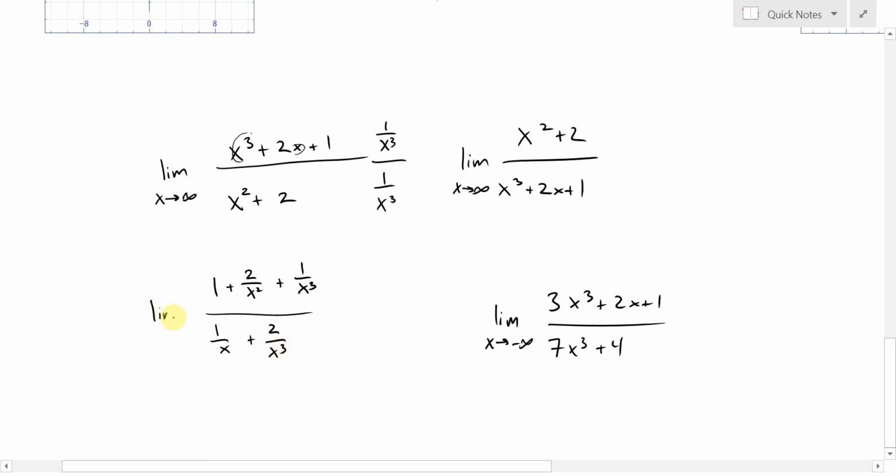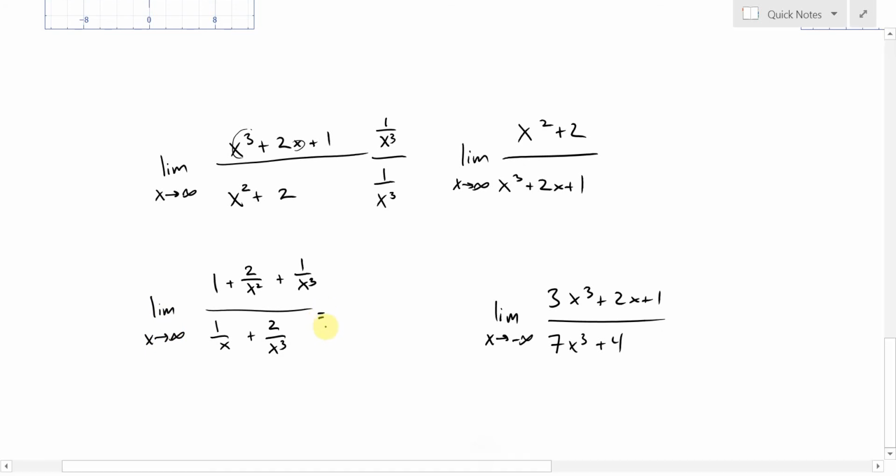Now let's take the limit as x goes to infinity of that expression. If you actually just plug in the infinity the way we've been doing it, as x runs off to infinity, what's 2 over x squared going to go off to? It's going to go off to 0, right? As the denominator gets really big, the overall fraction gets smaller, so that's going to go to 0. And the same thing is going to happen here, right?